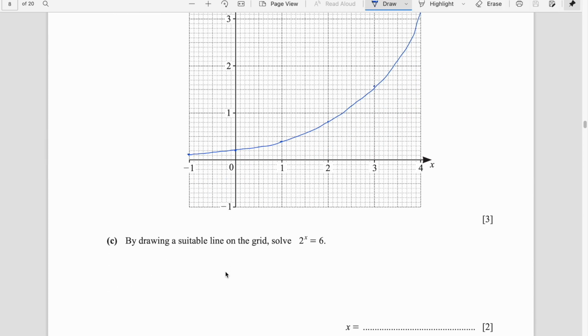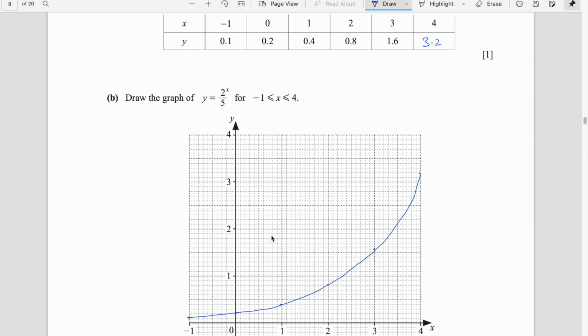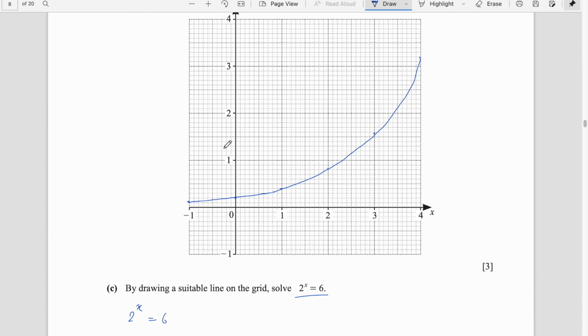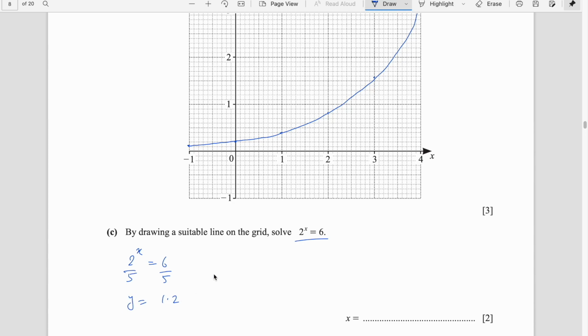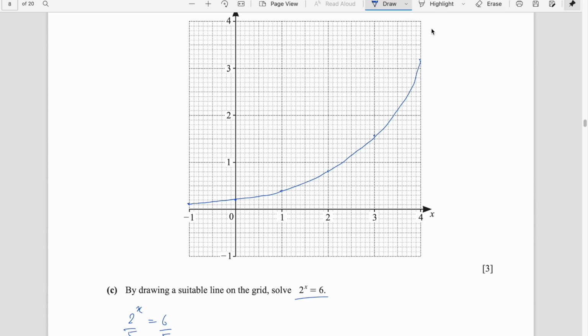By drawing a suitable line on the grid, solve this. Okay, so this is 2 raised to the power x equals 6, and we know the original curve is 2 raised to the power x by 5, so I'm dividing by 5 on both sides. Now this would be y equals 1.2. So we can draw a line at y equals 1.2 and just see the point of intersection. That would be the solution, and in this case I'm getting 2.6.